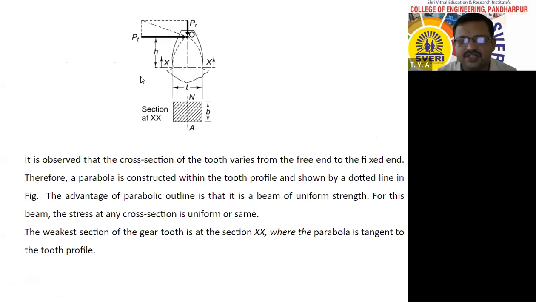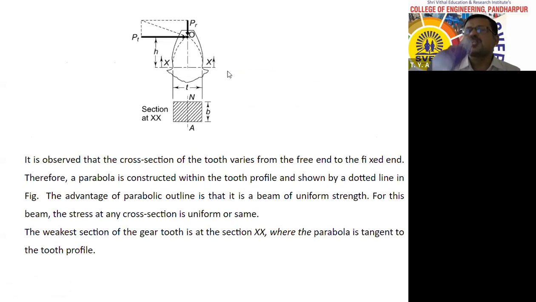Therefore, these are the assumptions. Now, the same gear tooth is there. See that this is the tangential force PT. It is acting at a height h from the base. This is the radial force PR. This is the thickness T. This is the cross section XX.